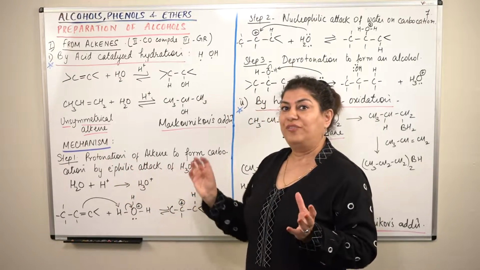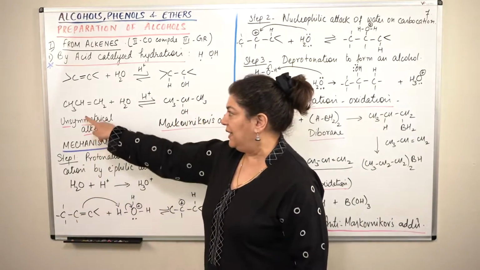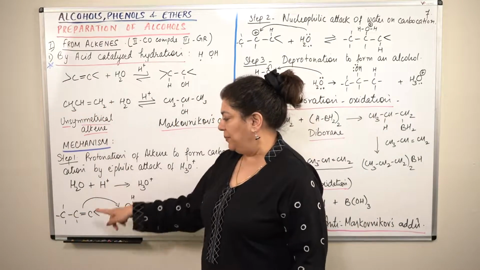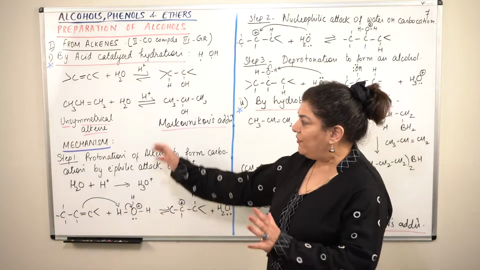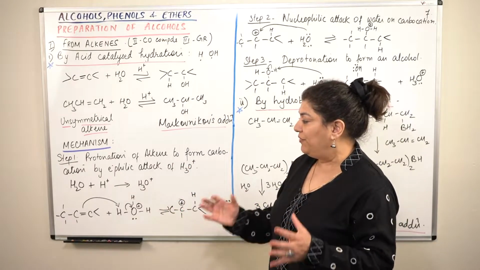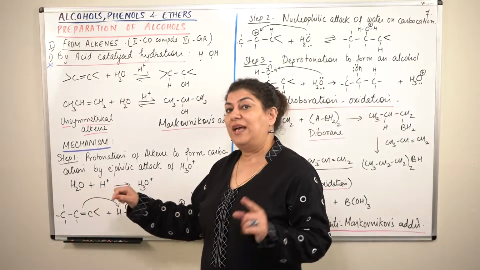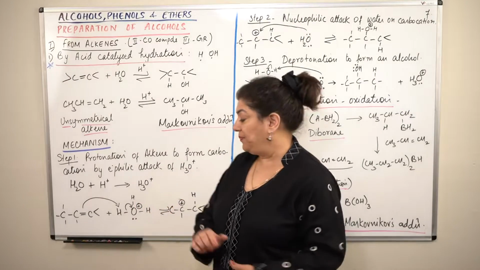Then this first step takes place where a proton is given to the alkene. A protonation of the alkene takes place. How does that happen? This is an unsymmetrical alkene. I deliberately took this one because I wanted you to understand from the mechanism both what was the role of H positive, and why it is a Markovnikov addition.